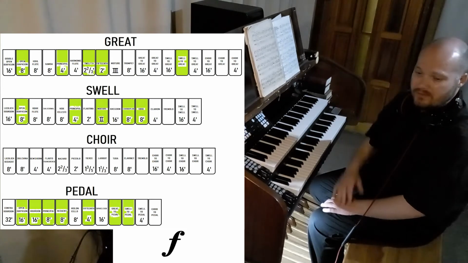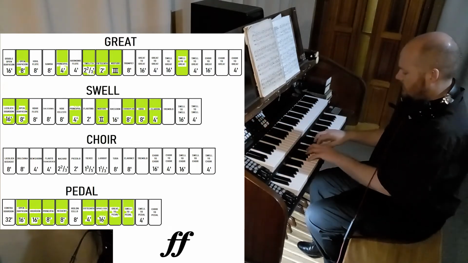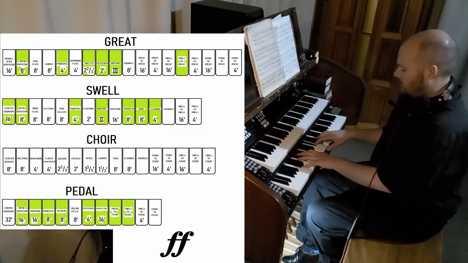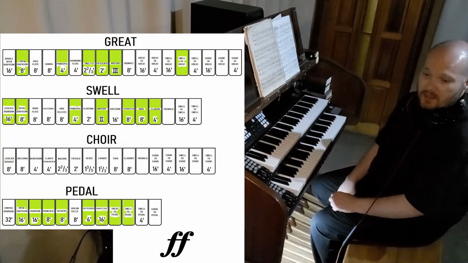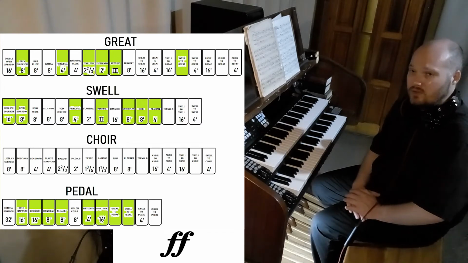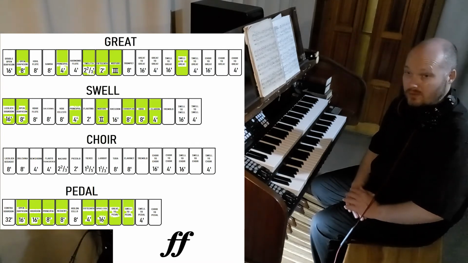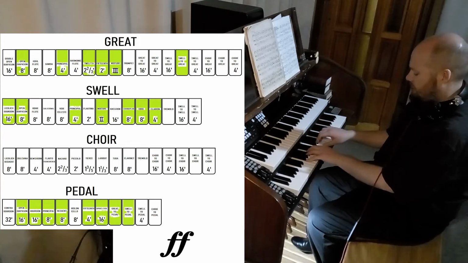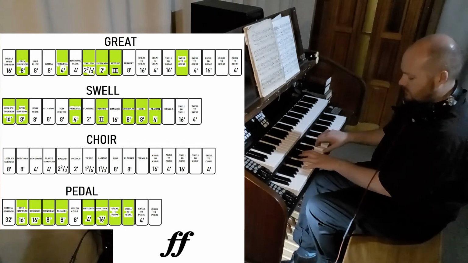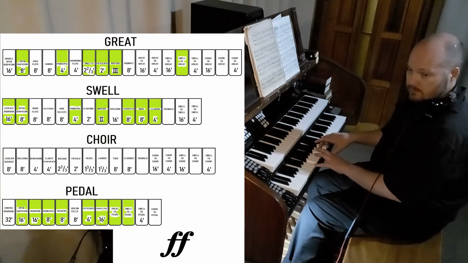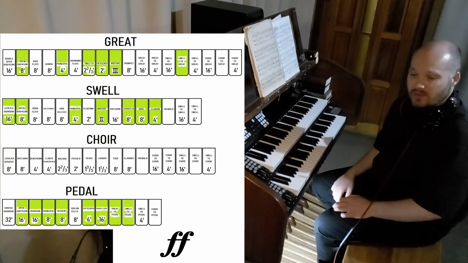Fortissimo, double F, is usually your principal chorus with your mixture. If you wish, you may add the principals of your swell along with your 16-foot flute with the mixtures and all the 8 and 4-foot reeds. If you have a large organ, you might add your 16-foot reed if you want to.